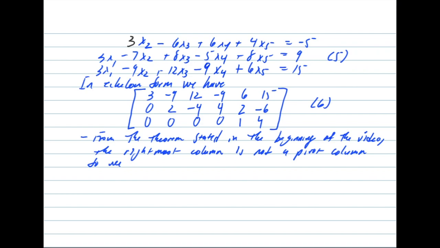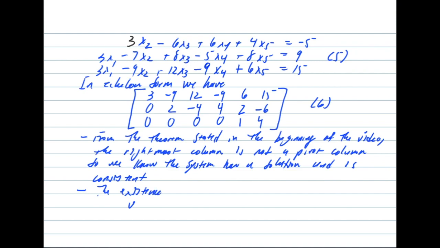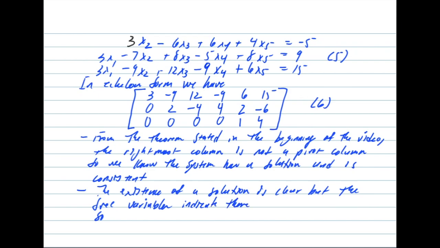Looking at this system in the context of the theorem I stated at the beginning of the video, the rightmost column is not a pivot column. You can look at the system of equations and the matrix in echelon form, and you can see that the rightmost column is not a pivot column. So we know the system has a solution and it's consistent. The existence of a solution is clear, but the free variables indicate that there are infinitely many solutions, or in other words, the solution is not unique.